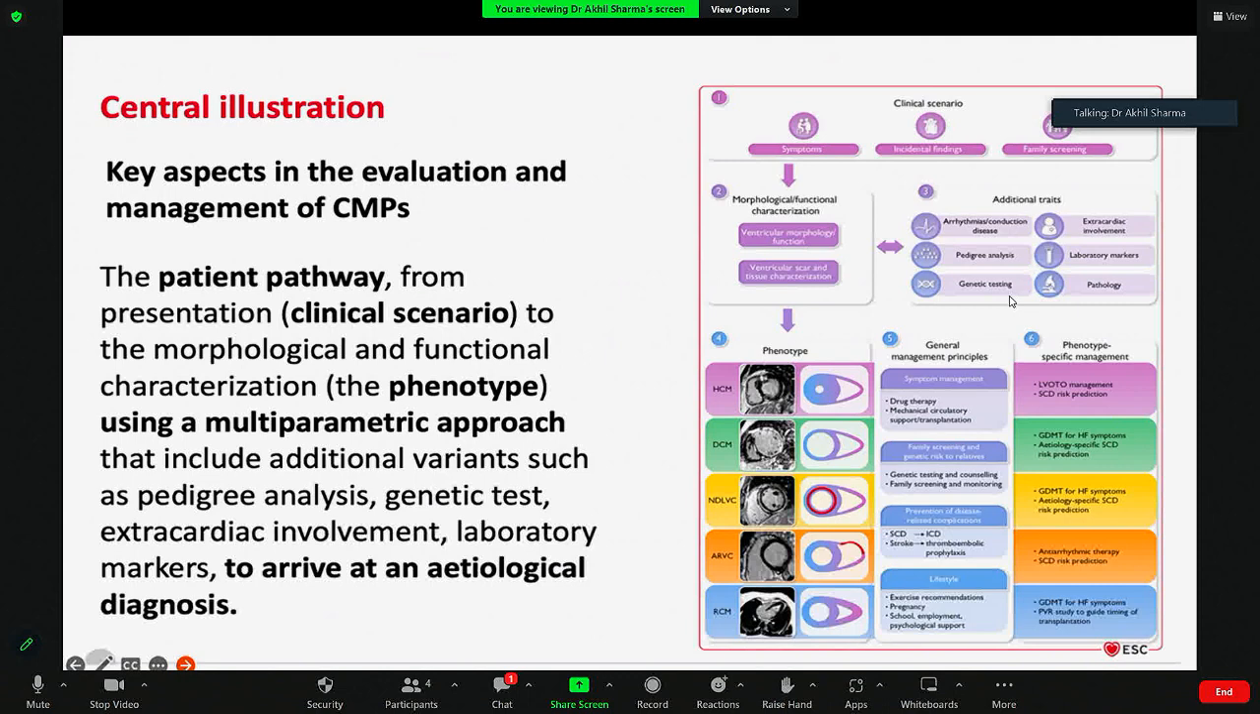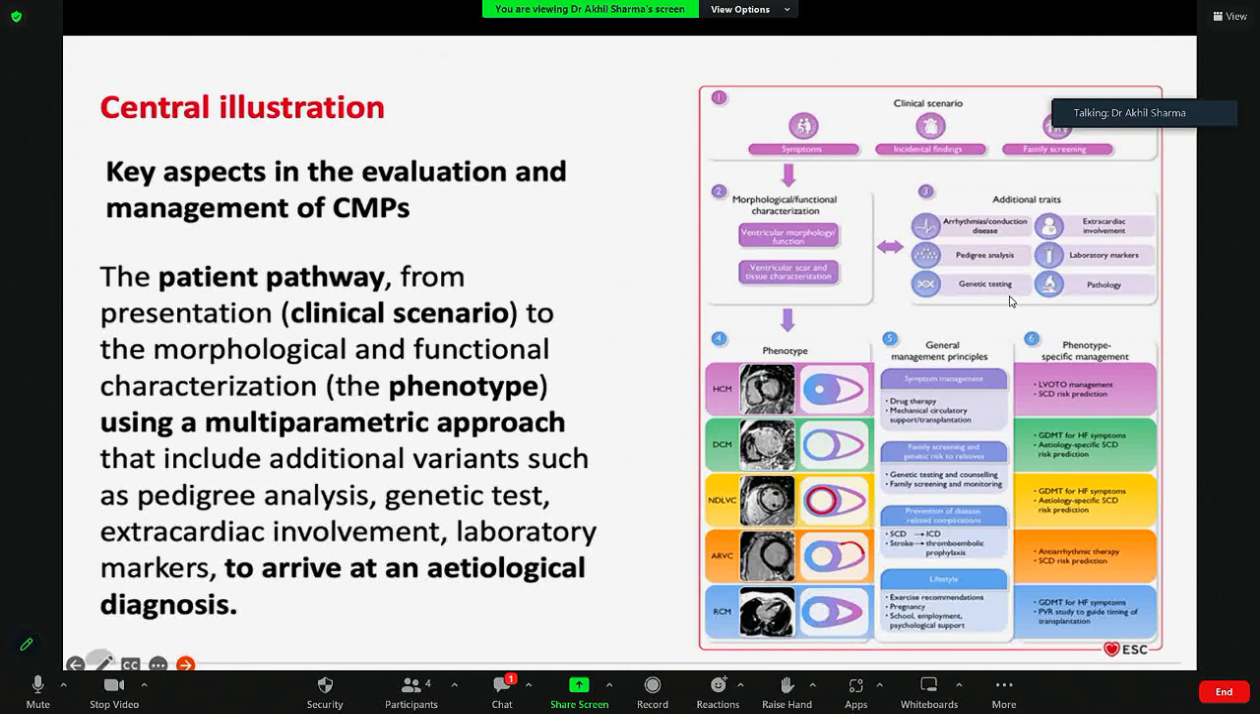When these kinds of suspected cardiomyopathy patients present to us, we have to identify their morphological and functional characteristics by different imaging, like echocardiography for ventricular morphology, or ventricular scarring with the help of CMR. Some additional traits like arrhythmic presentation or conduction disorder, pedigree analysis, genetic testing, and extracardiac manifestations are an important part of some cardiomyopathies.